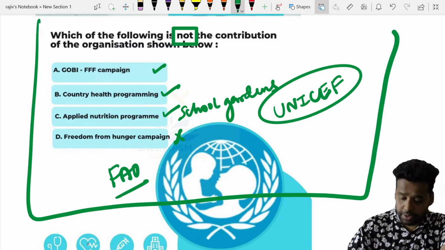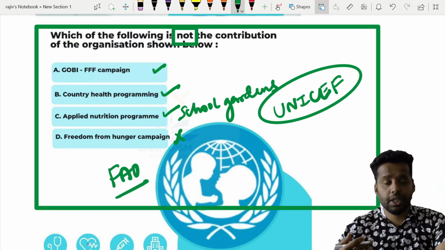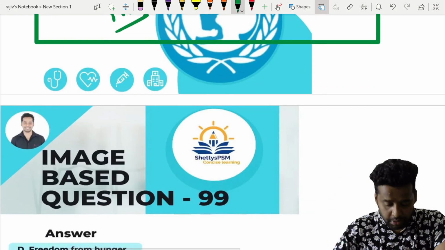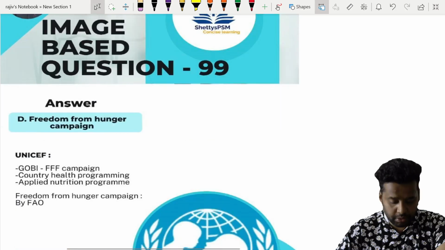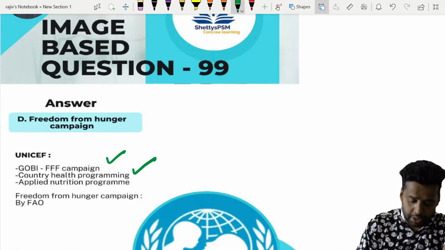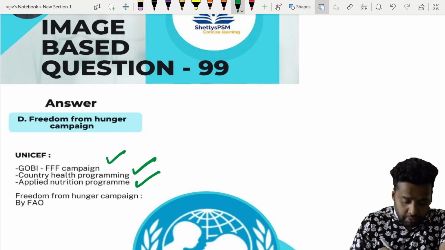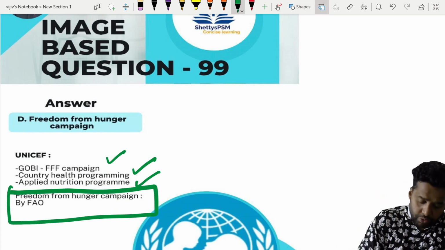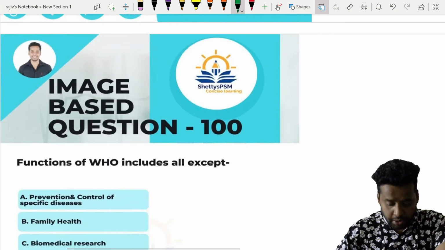Identify and note this question. It is a difficult question. Intentionally I framed this question because in the last 2 years they've asked questions on UNICEF, so I am making the question difficult. Repeat: GOBI Triple F, Country Health Programming, and Applied Nutrition Program are previous year questions. Freedom from hunger, the Food and Agricultural Organization will promote that. Nobody should die of hunger.